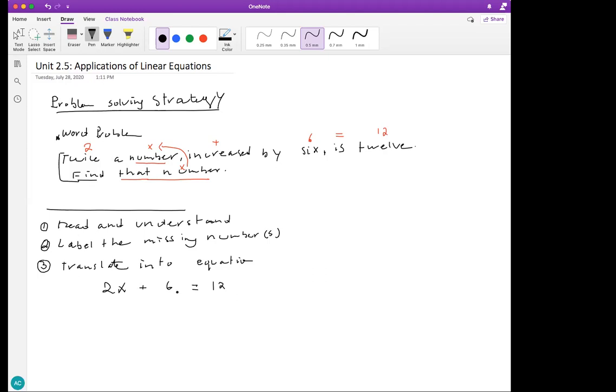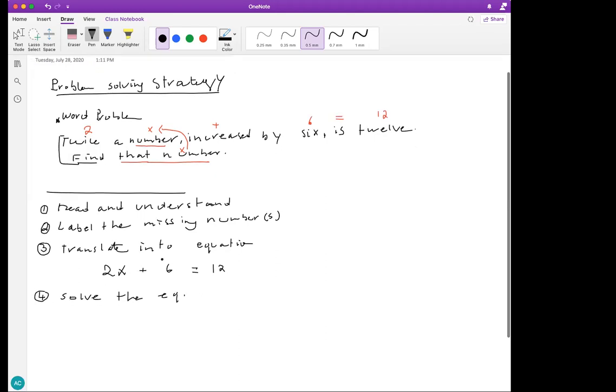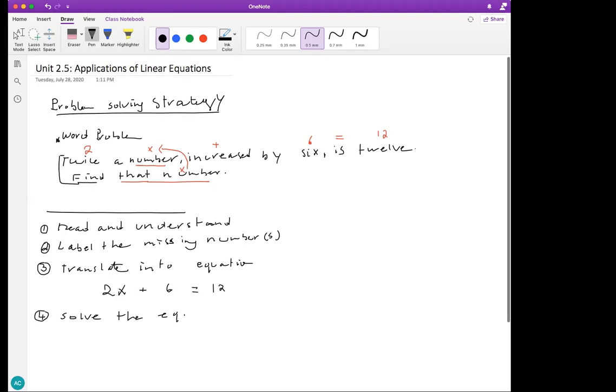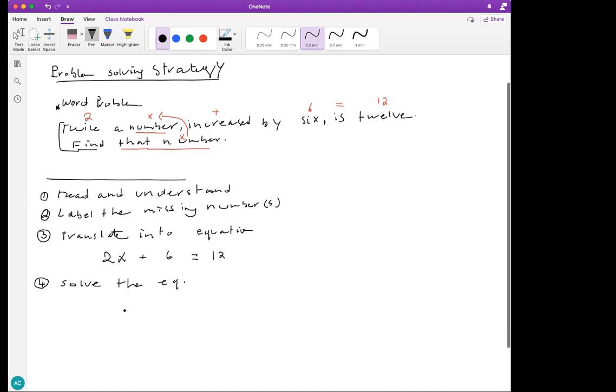Okay, so now that we have an equation, what do you think we do in the next step, step 4? Find x. That's right, find x or solve. So we need to solve the equation that we just wrote. This one here. Okay, so again, we learned how to solve first degree equations in the past couple of classes. So this is an application of what we learned. Okay, so let's solve that.